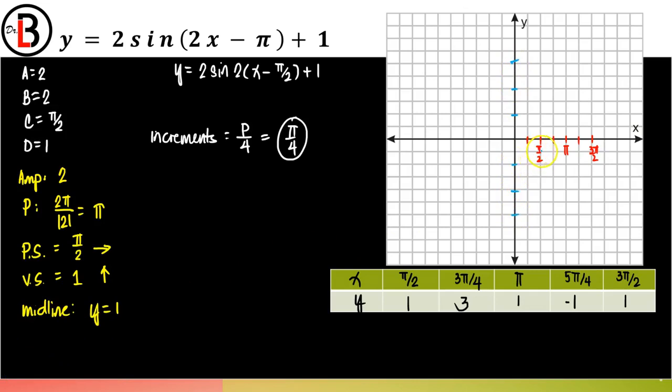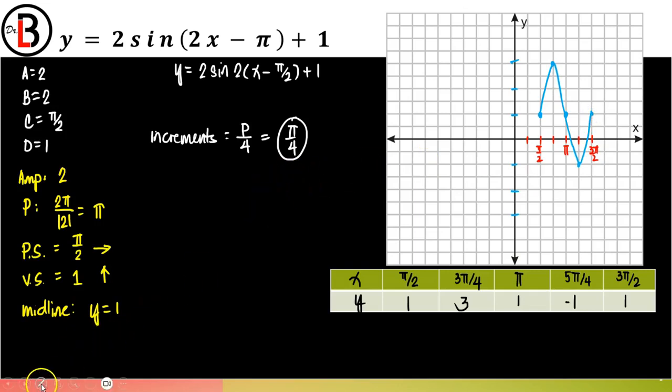So at pi over 2, that's 1. At 3 pi over 4, that's 3 in here. And then at pi, that's 1. At 5 pi over 4, that's negative 1. And then at 3 pi over 2, that's also 1. So that means your graph would look like this, only one period.